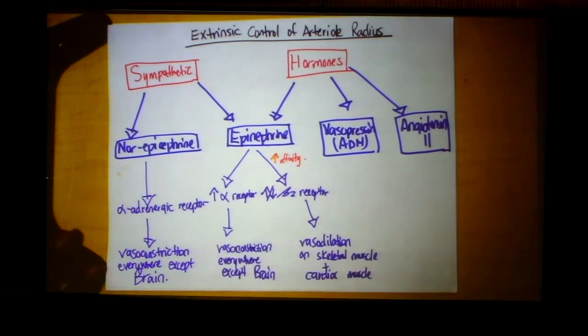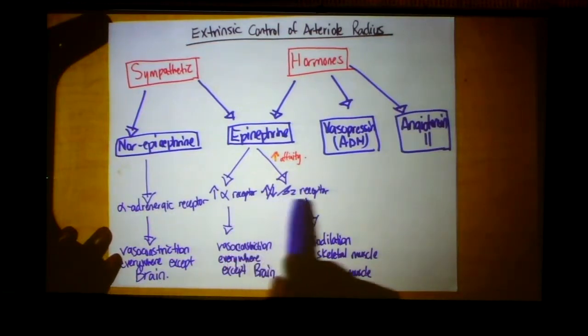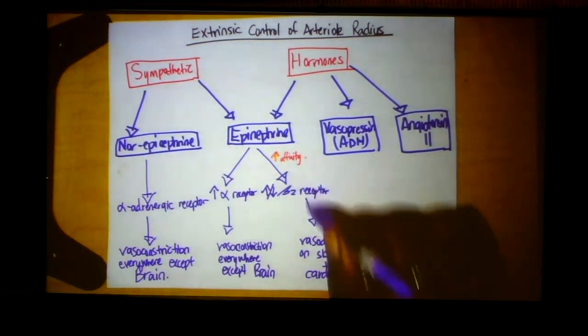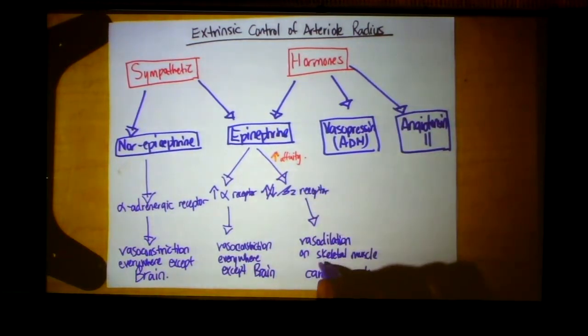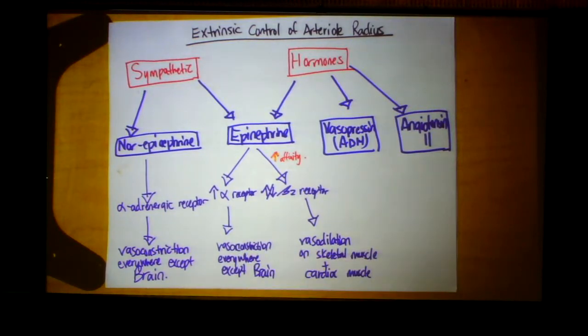So most of the tissues in our body, the arterioles that feed those tissues, have alpha adrenergic receptors that bind norepinephrine and bring about vasoconstriction. This happens everywhere in the body excepting the brain. Specifically, we have alpha and beta 2 receptors that can bind epinephrine. We know that beta 2 receptors are more prevalent on skeletal and cardiac muscle, and we know that alpha receptors are pretty much prevalent everywhere else in the body.